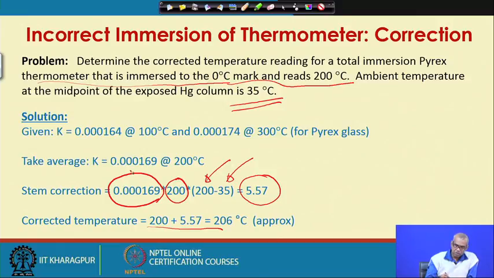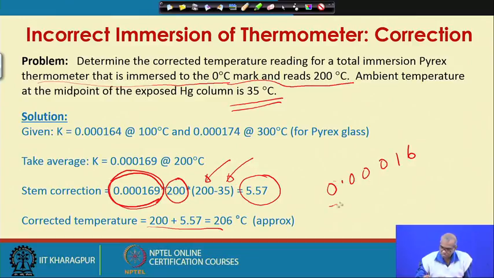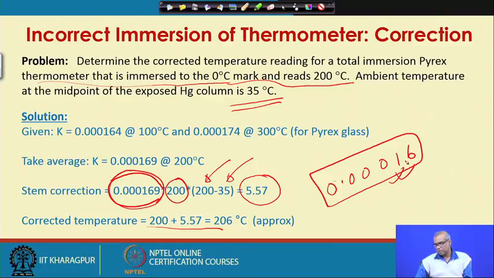In many references, the value of K for mercury column is expressed as 0.00016. So, irrespective of whether it is 100 degree Celsius, 200 degree Celsius or 300 degree Celsius, some references indicate this value.